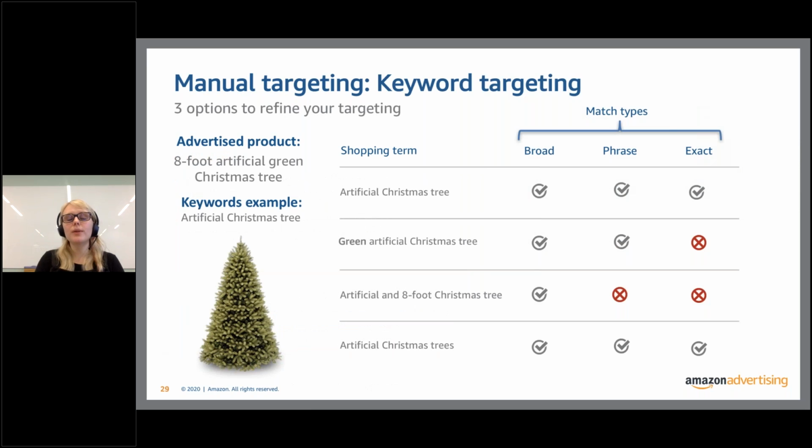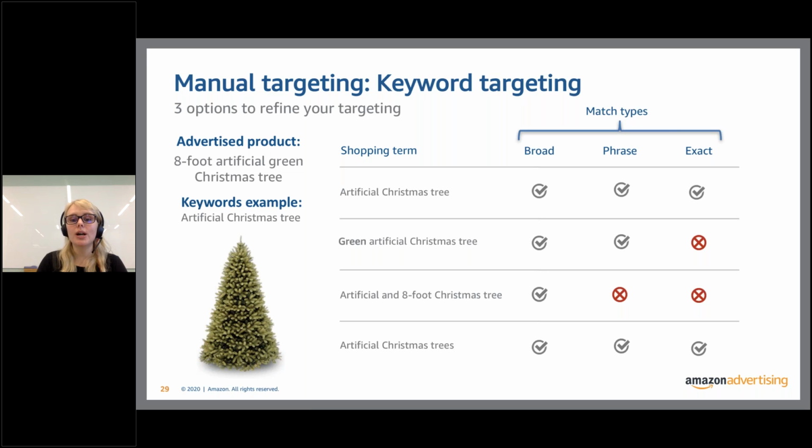So then one of the options with manual targeting is keyword targeting. With keyword targeting, you can choose word combinations and phrases that are used to match your ads with shopping terms used by customers when they're looking to find your products. So you can drill down into the different match types to help control how shopping terms are matched with the keywords that you're bidding on. The match types that are available are broad match, phrase match, and exact match.